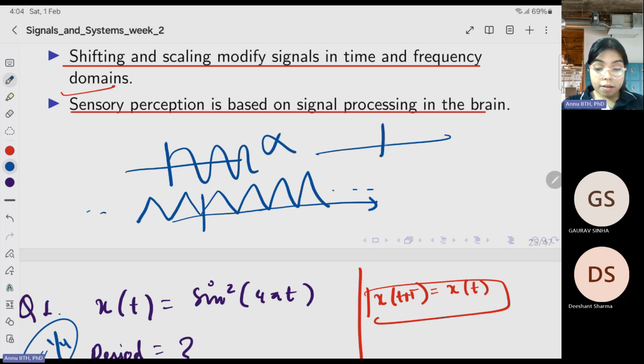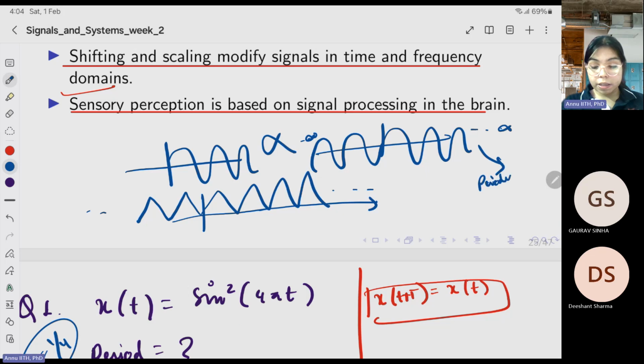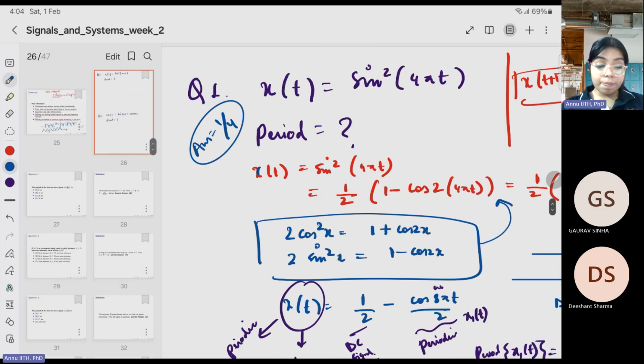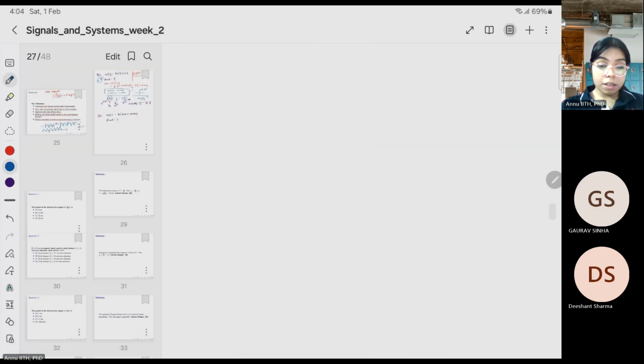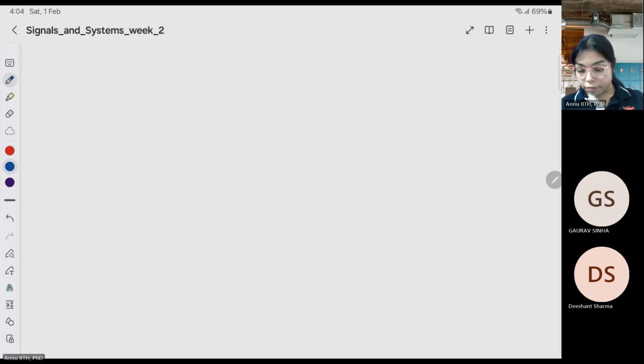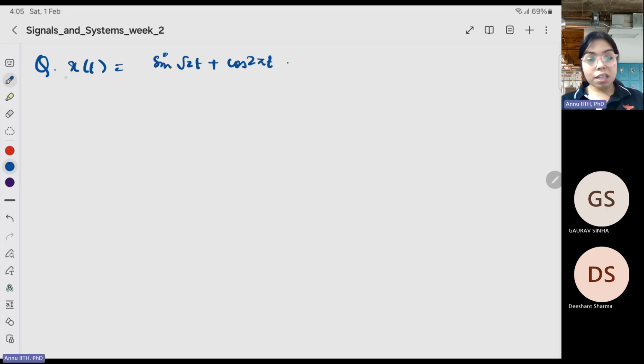If I say from minus infinity to infinity, then it is a periodic signal. Now, well and good. We saw this is a periodic signal, and the sum of periodic signals is also similar. Now, my question is, suppose this is given, tell me whether x(t) is a periodic signal or not.